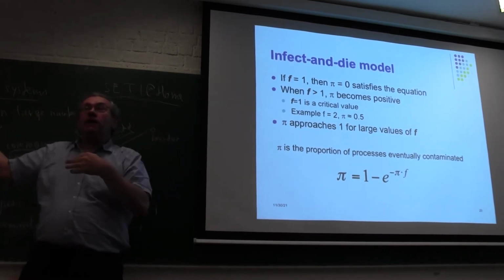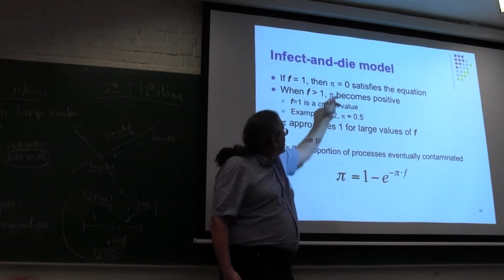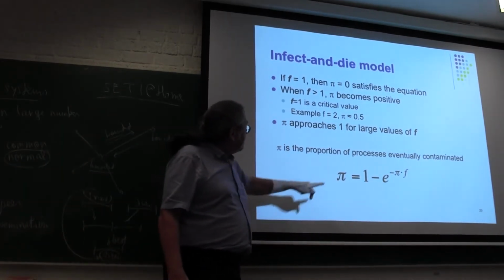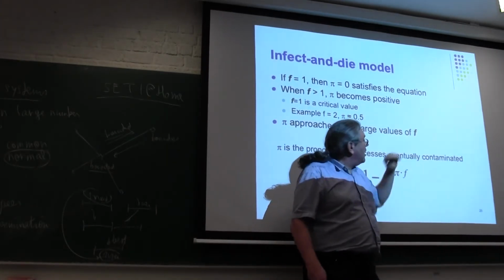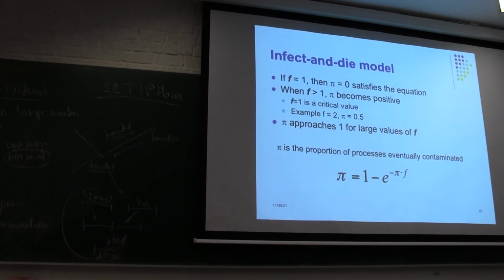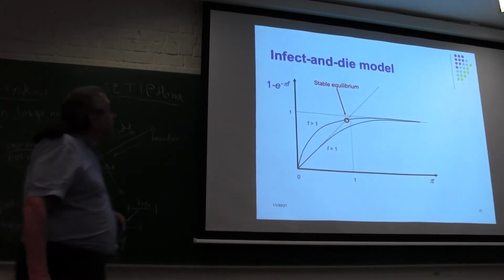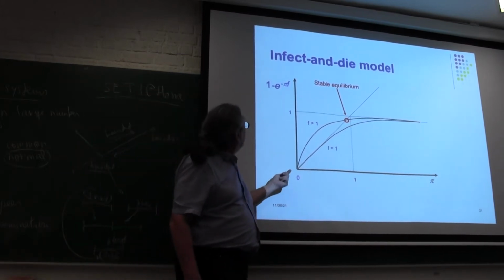More than 1, it actually reaches some stable value, but exactly equal to 1, it'll be 0, okay? And if the fan out gets very, very high, it will approach 1. So you can see it's kind of interesting, huh? This infect and die model. And you can actually model it like a dynamic system, okay?